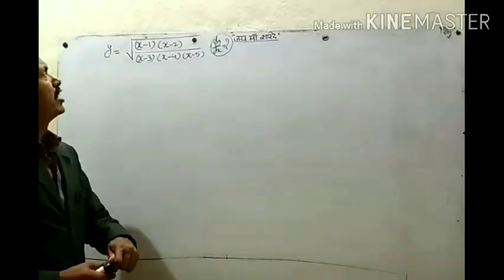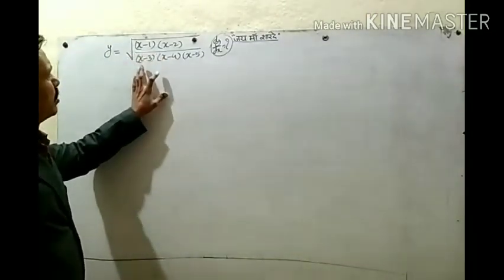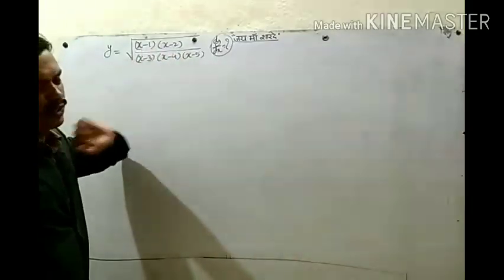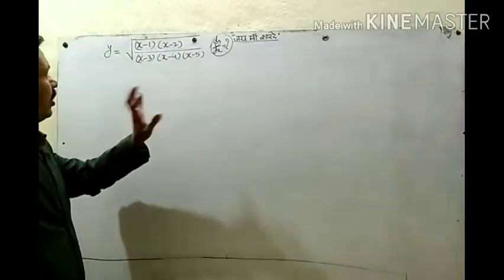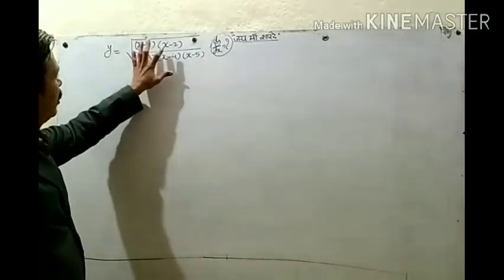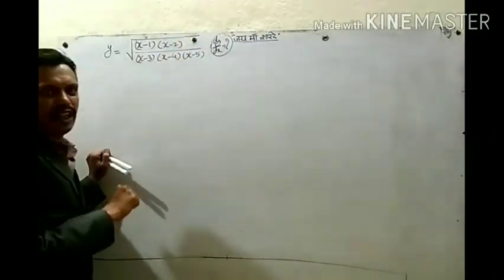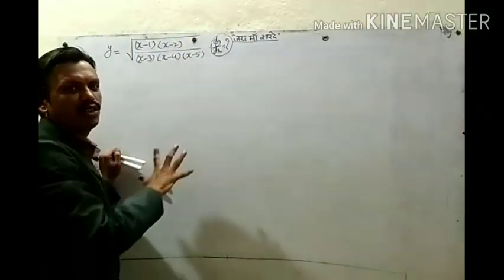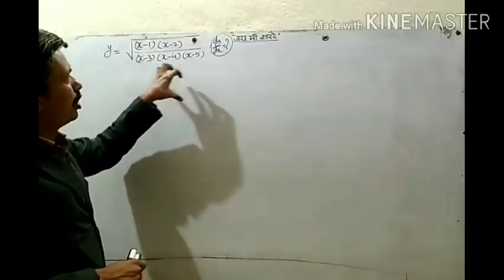Now, y is given as root of (x minus 1) into (x minus 2) upon (x minus 3) into (x minus 4) into (x minus 5). Okay, and we need dy by dx. So in this question, if we write this right side, its power will be half, and half is not a function of x, it is a constant. Okay, but then also we can use log.